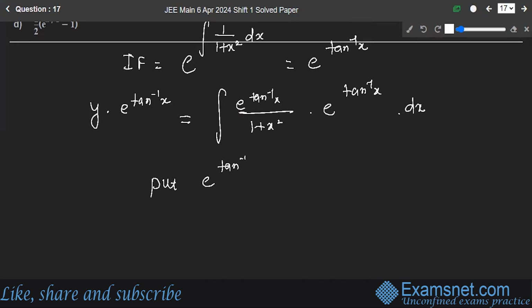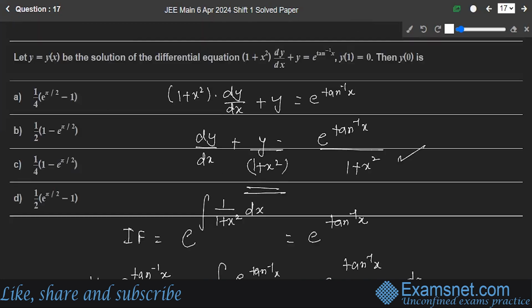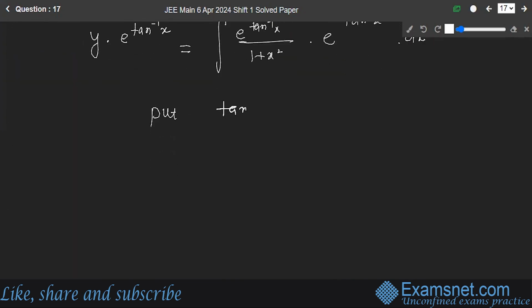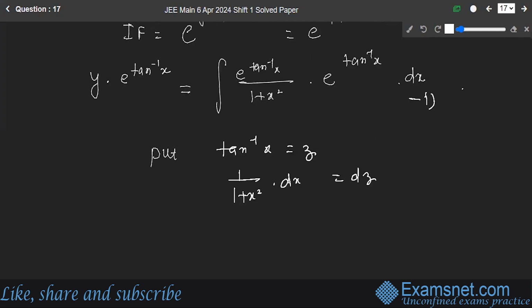Okay, let's put tangent inverse x is equal to z, right? So what will be the derivative? Differentiating both sides, it will be 1 upon 1 plus x square into dx is equal to dz. So what will your equation 1 become now? If this was your equation 1, it will be y into e raised to power z is equal to integral of e raised to power 2z, because this was e raised to power z into e raised to power z. So this is e raised to power 2z, and this is dz.